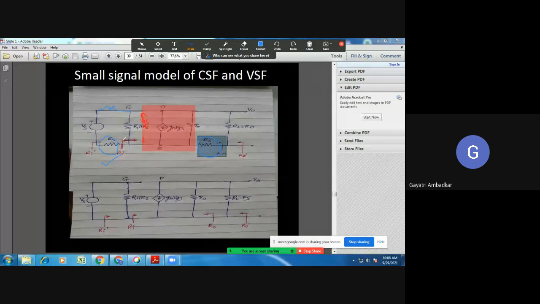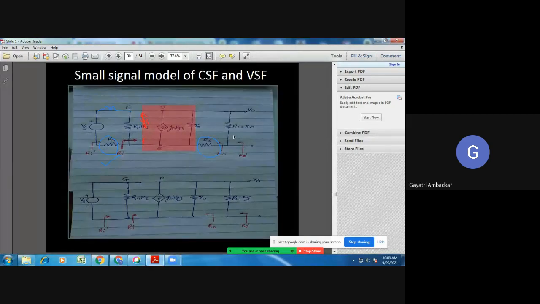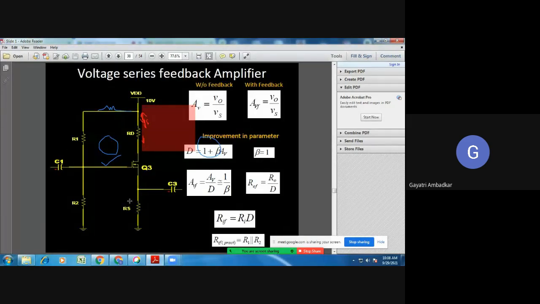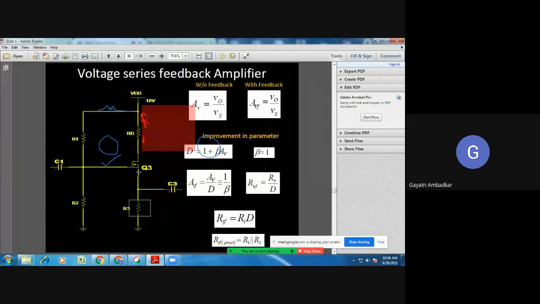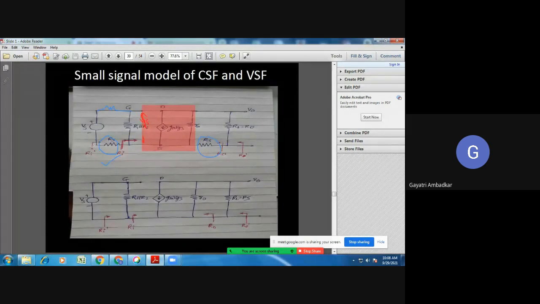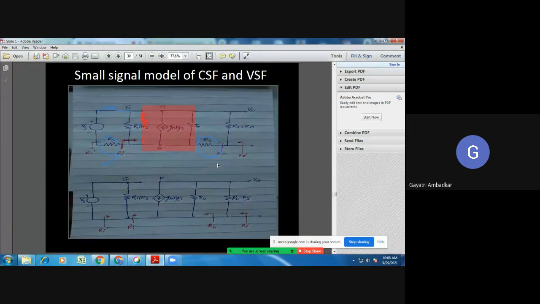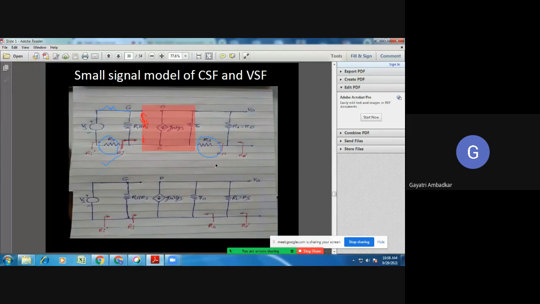RS is appearing on both sides. When you apply feedback, this RS becomes part of the input as well as part of the output. So it will appear on both sides, where it is connected between the source and the gate. This is our source and this is the gate, so between source and gate this RS appears. Similarly, it will also be reflected in the output because you are giving feedback.